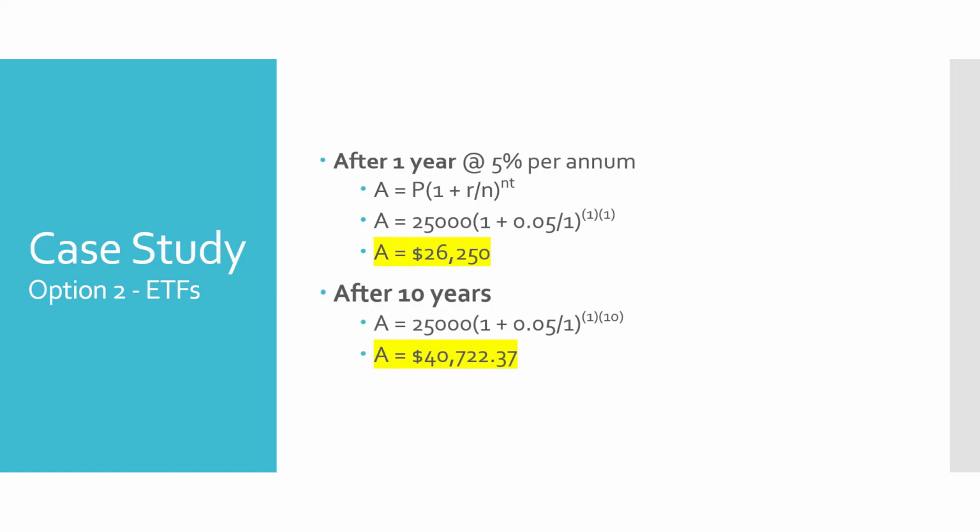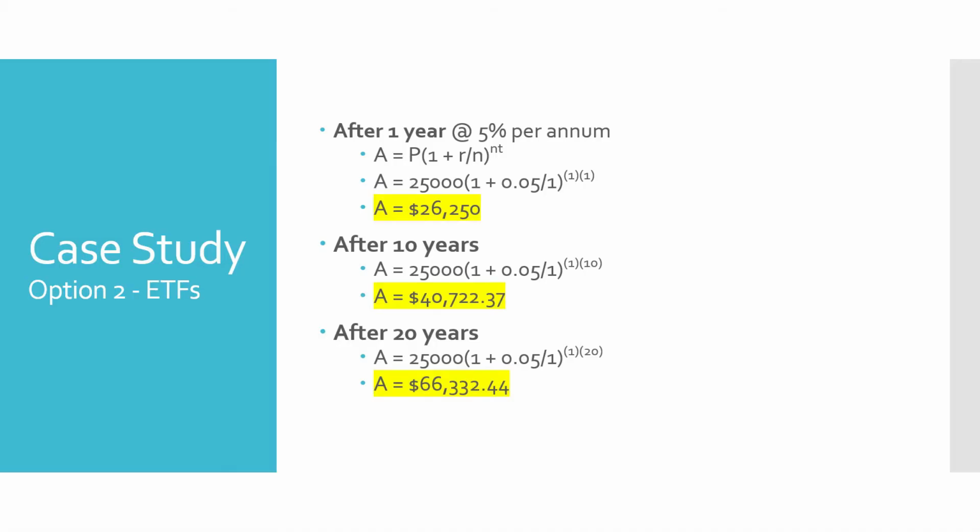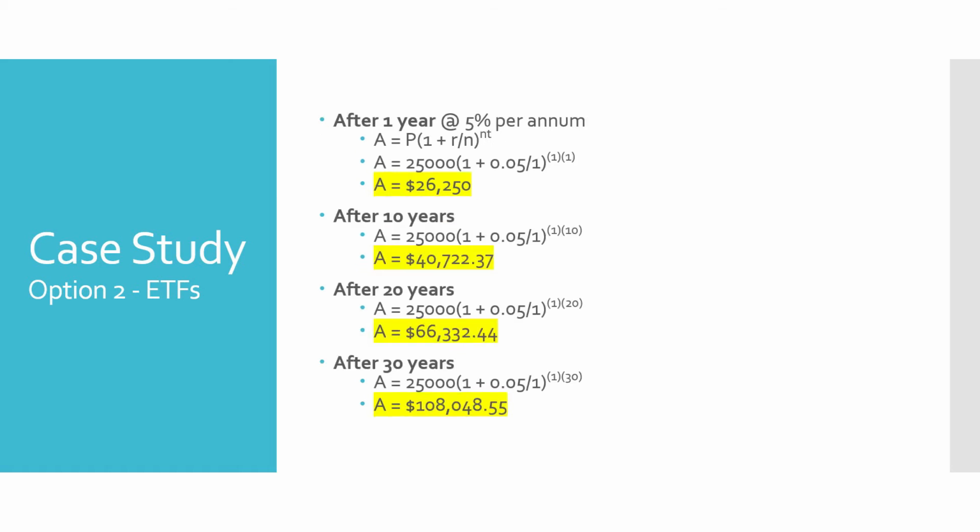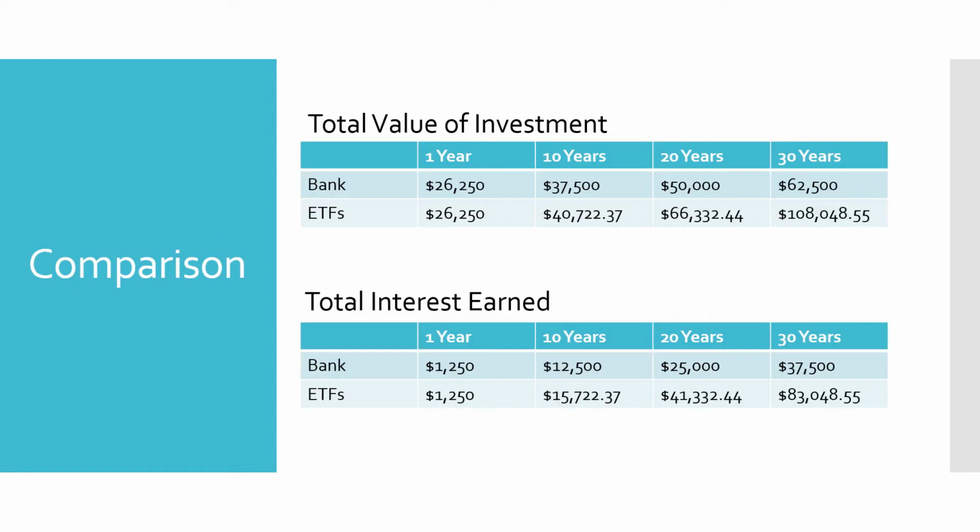After 10 years of investing in the ETFs, John is expected to return $40,722.37. After 20 years, John's investment is expected to be $66,322.44. And finally, after 30 years, John's total investment worth is expected to be $108,048.55. So let's compare the two options now.